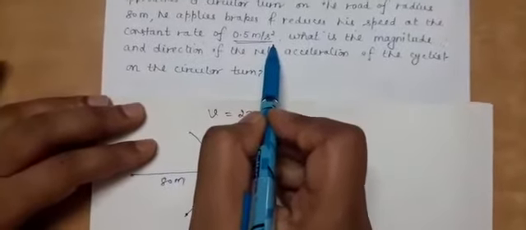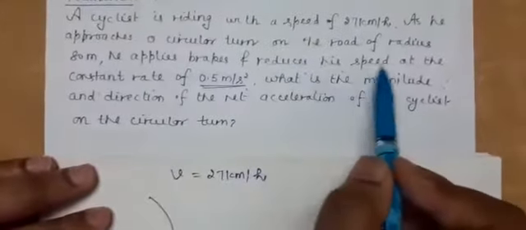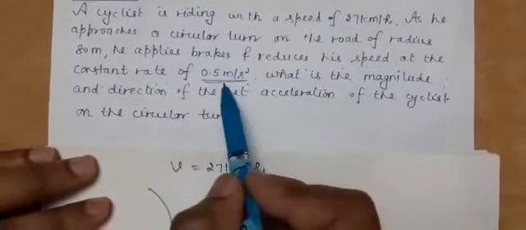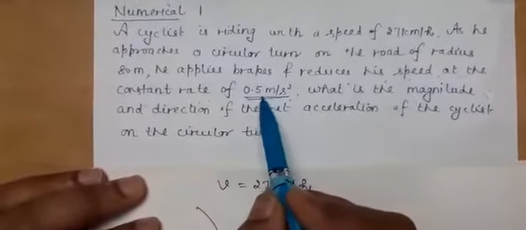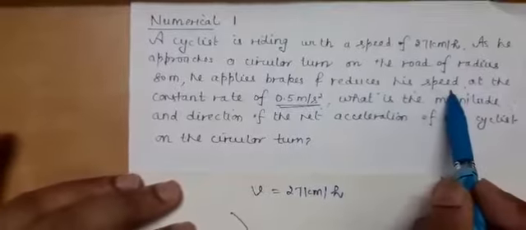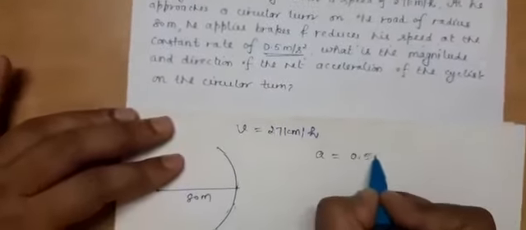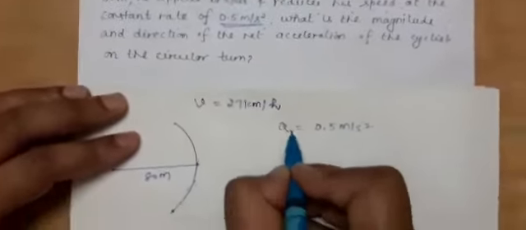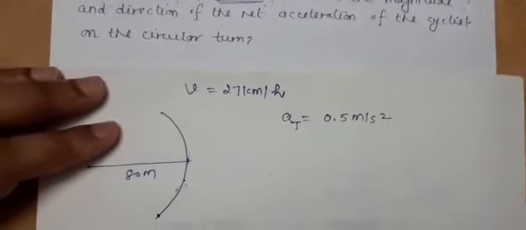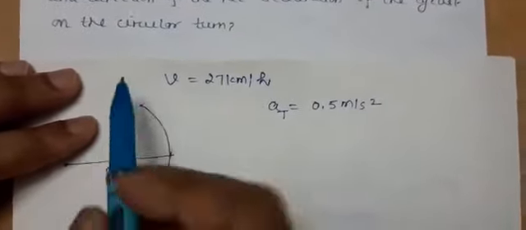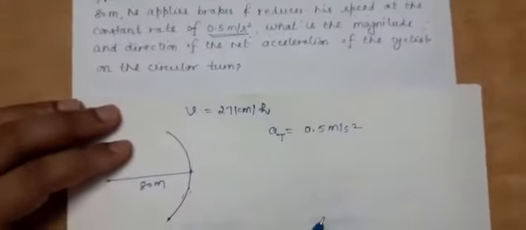So think on it. What information are you getting from this point? When you see here, reduces his speed at a constant rate, you will treat it as speed. But see here its unit. Reduces his speed at a constant rate, that means with time this speed is reducing, and the acceleration that is given to be 0.5 meter per second square will be the tangential acceleration. So now, what is the magnitude and direction of net acceleration of the cyclist on the circular turn?